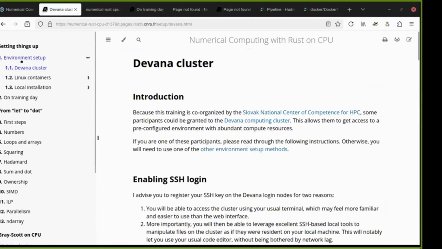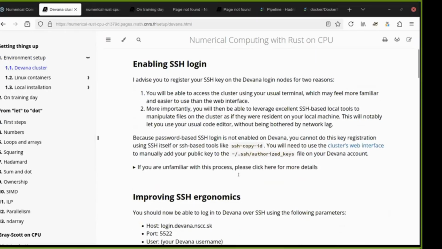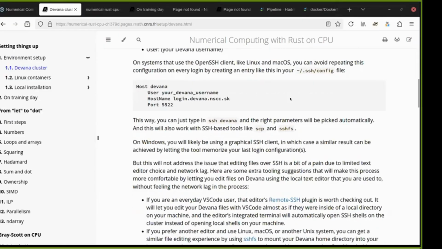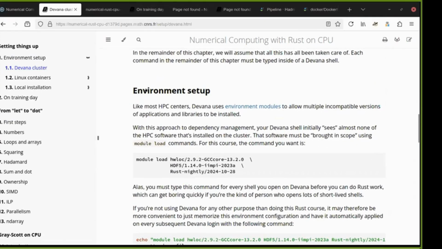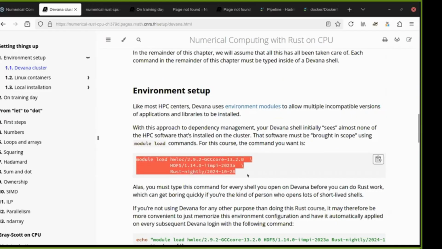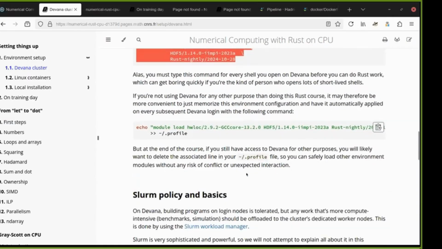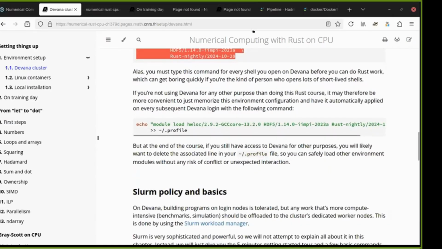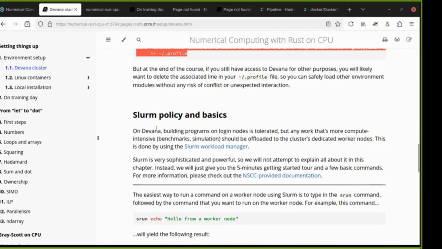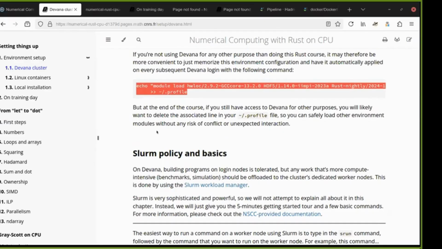The first one, which is not available to all of you, is if you got access to the DAY1 Computing Center, then I advise that you set up SSH login, make yourself at home with SSH. And then once you get something that's nice and comfy for editing code, you use this particular module loading command to load the environment modules that we use. If you do not want to type them over and over again in each DAY1 shell, you can put them in your user profile. And then you should get a shell in which most commands from the coursework work.